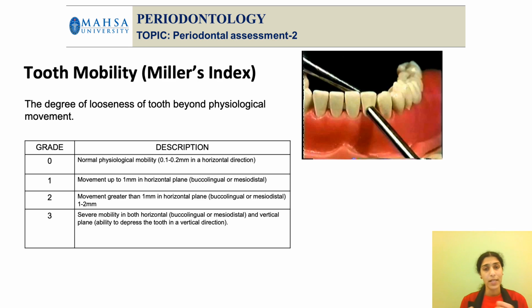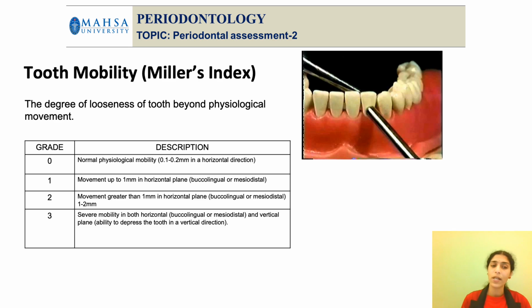So use both back ends of the instruments, or one finger and one instrument, and then gently push the tooth on both sides, applying pressure buccolingually or mesiodistally, and see whether the tooth is moving and how much is the mobility. To grade the mobility, you can use Miller's index. Most commonly used is the Miller's index.